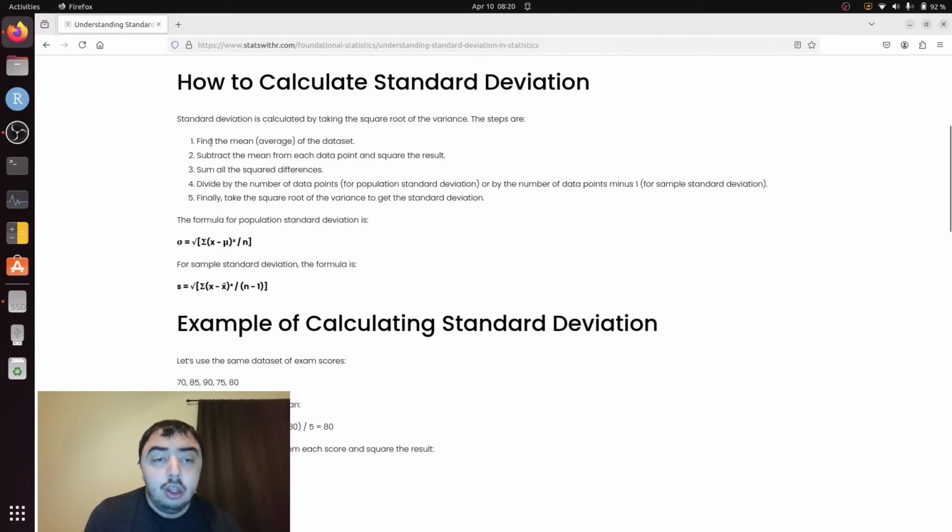So you take the average of the dataset, you subtract the mean from each data point and square the result. You sum all the squared differences. You then divide by n for a population, or n minus 1 for a sample standard deviation. I missed the word sample. And then you take the square root of that to go from variance to standard deviation.